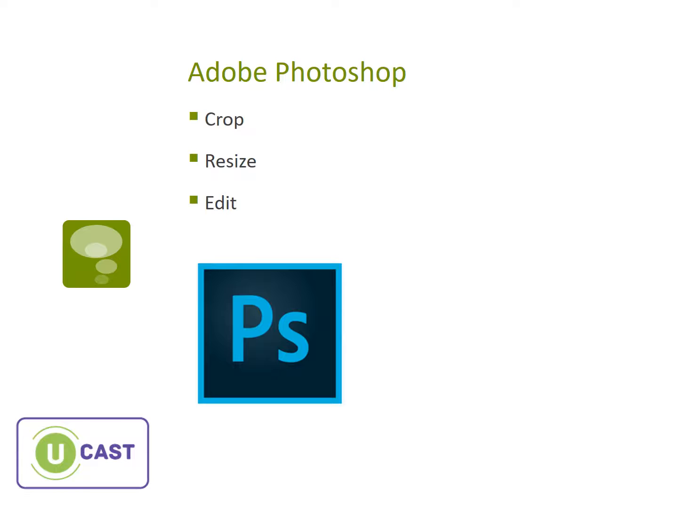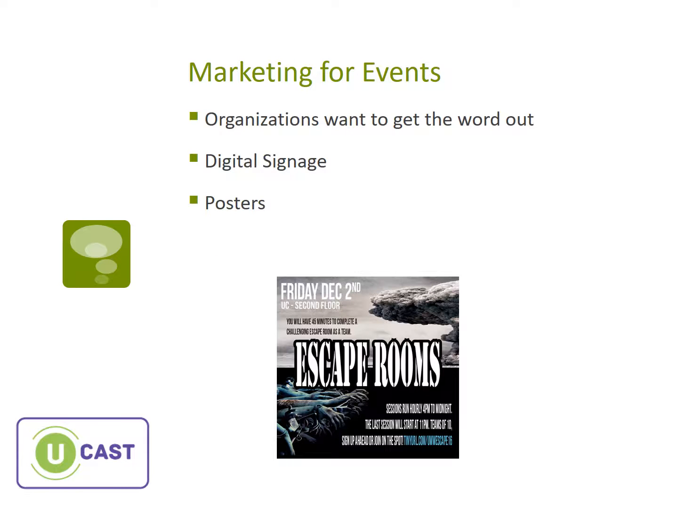Most organizations want to get the word out to people on campus about their events coming up, and one of the best ways to do that is through digital signage and posters. There are many ways to create a poster: Microsoft Word, Publisher if you'd like to do a flyer instead, or even just Microsoft Paint. However, there is an alternative to this in Photoshop. Adobe Photoshop is a program that allows you as a user to crop, resize, and edit your photos or posters for your organization. We're going to quickly go over how to crop and resize and even edit on Photoshop.